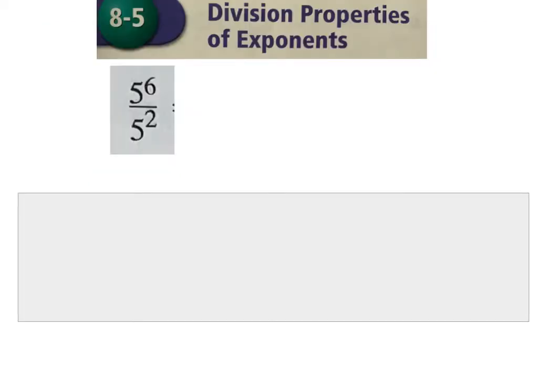Division property of exponents here. The division property is taken again from expanded form. If I look at the example they gave me with the expanded form, 5 to the 6th is written 5 times 5, 6 times, and I put that over 5 squared. What you can do with these is cancel out one to one. I can cancel out one 5 for every one 5, and I end up with 5 to the 4th.